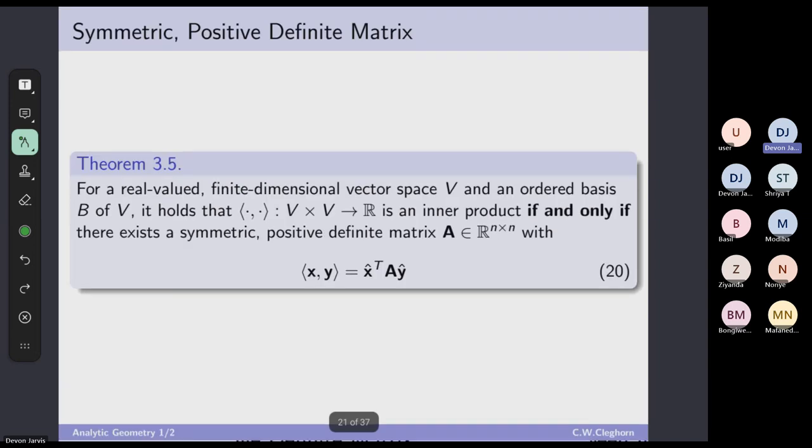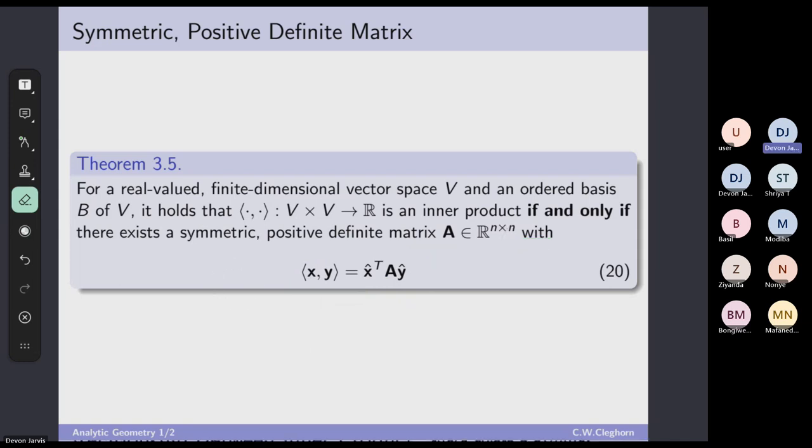So for a real-valued finite-dimensional vector space V with an ordered basis B, it holds that this is an inner product if and only if there exists a symmetric positive definite matrix A which satisfies this. How do we change this into words? An inner product is an inner product if and only if we can write it in terms of some kind of matrix multiplication that acts on the coordinates of a vector. And this matrix in the middle is always going to be relative to your basis, relative to how we represent distance in this space.